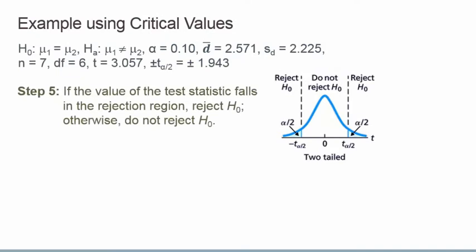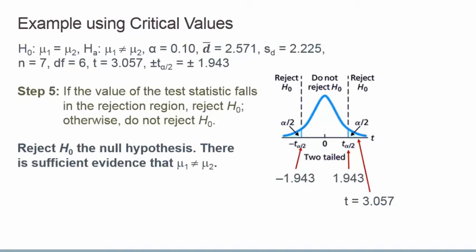Step 5. If the value of the test statistic falls in the rejection region, reject H sub 0. Otherwise, do not reject H sub 0. The critical values are negative 1.943 and 1.943. The test statistic is t equals 3.057, which is to the right of 1.943. It falls in the rejection region. Reject H sub 0, the null hypothesis. There is sufficient evidence that mu sub 1 does not equal mu sub 2.